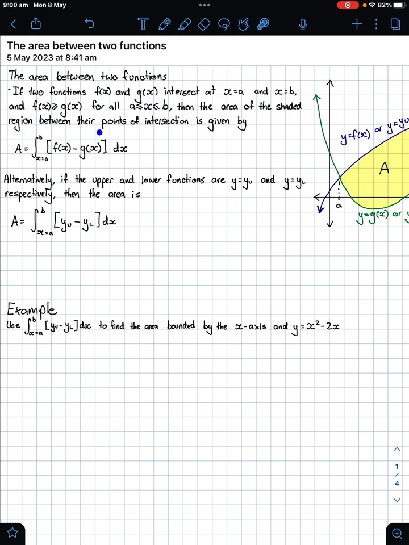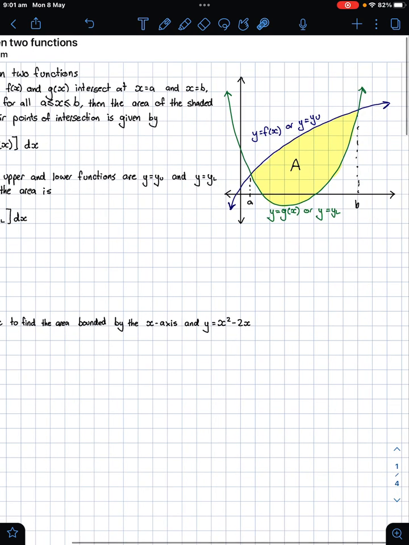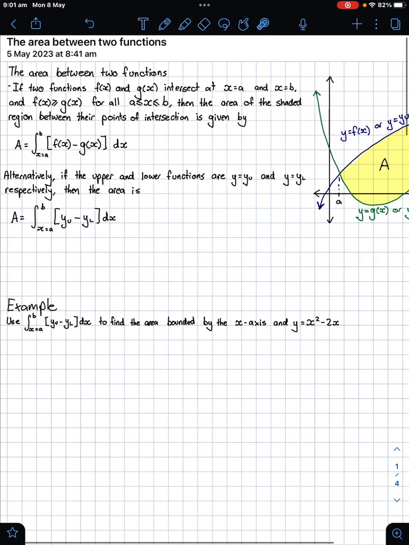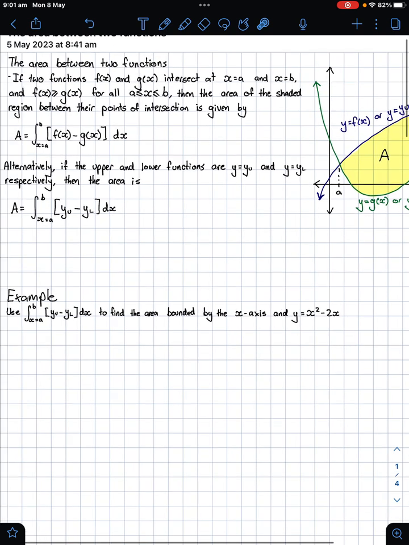So this means that f of x is higher than g of x for all the points between that intersection. Then the area of the shaded region between their points of intersection is given by the integral from x equals a to b of f of x minus g of x dx. So this function here, we're going to take away the lower function. Alternatively, if the upper and lower functions are y equals y subscript u and y equals y subscript l respectively, then the area is the integral from x equals a to b of y upper minus y lower with respect to x.